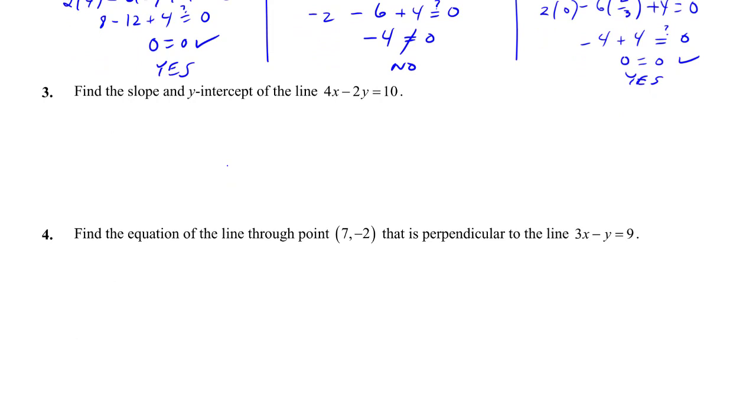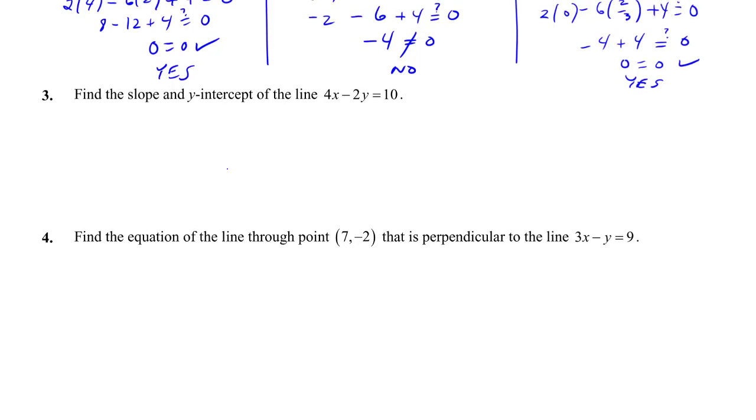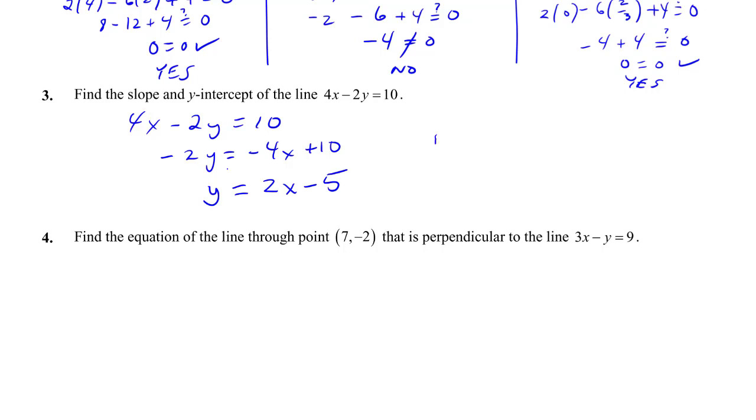All right, find the slope and y-intercept of this line. Well, I'm going to have to put it into slope-intercept form to see it most easily. So I have 4x minus 2y equals 10, minus 2y equals negative 4x plus 10, divide by negative 2, and I get y equals 2x minus 5. All right, telling me that the slope is 2 and the y-intercept is negative 5.